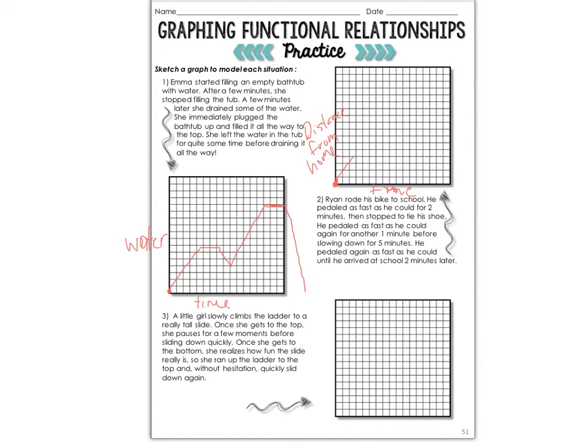Then stopped to tie his shoe. Well, when he stopped to tie his shoe, his distance from home stayed the same. He pedaled as fast as he could for another minute before slowing down for 5 minutes. So he went real fast for a minute, and then he slowed down. Now notice, just because he slowed down, that line is not going down because his distance from home is still increasing. He pedaled again as fast as he could until he arrived at school 2 minutes later. So after 5 minutes, he started pedaling faster, so his speed went up again until he got to school.